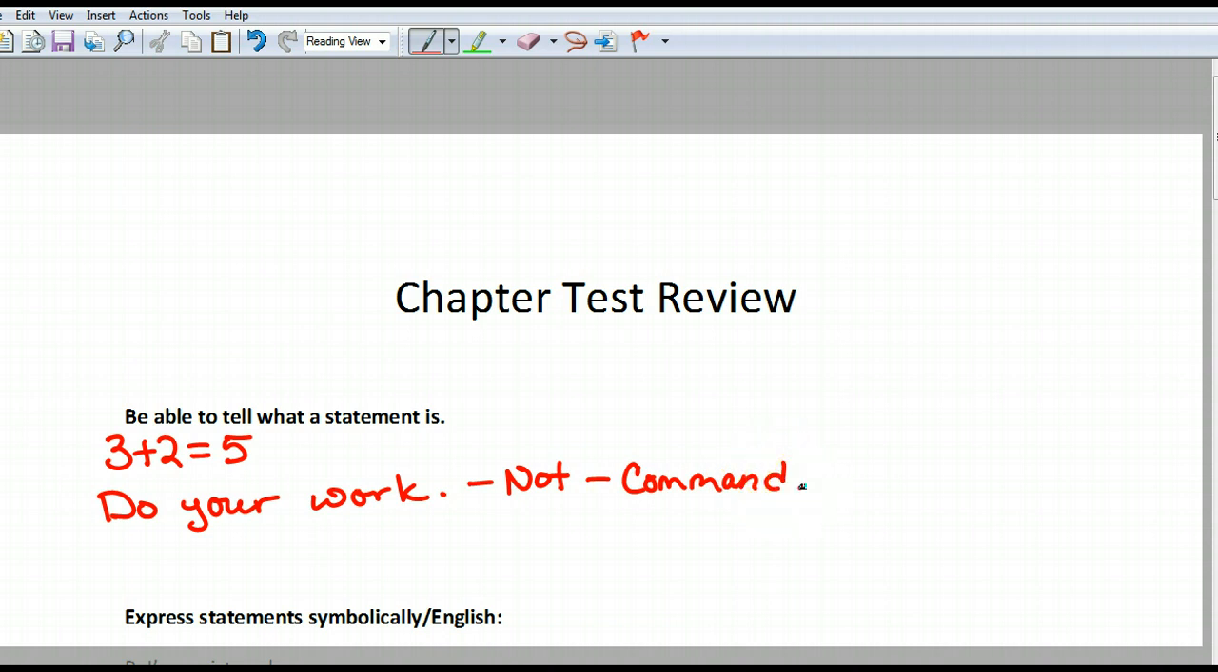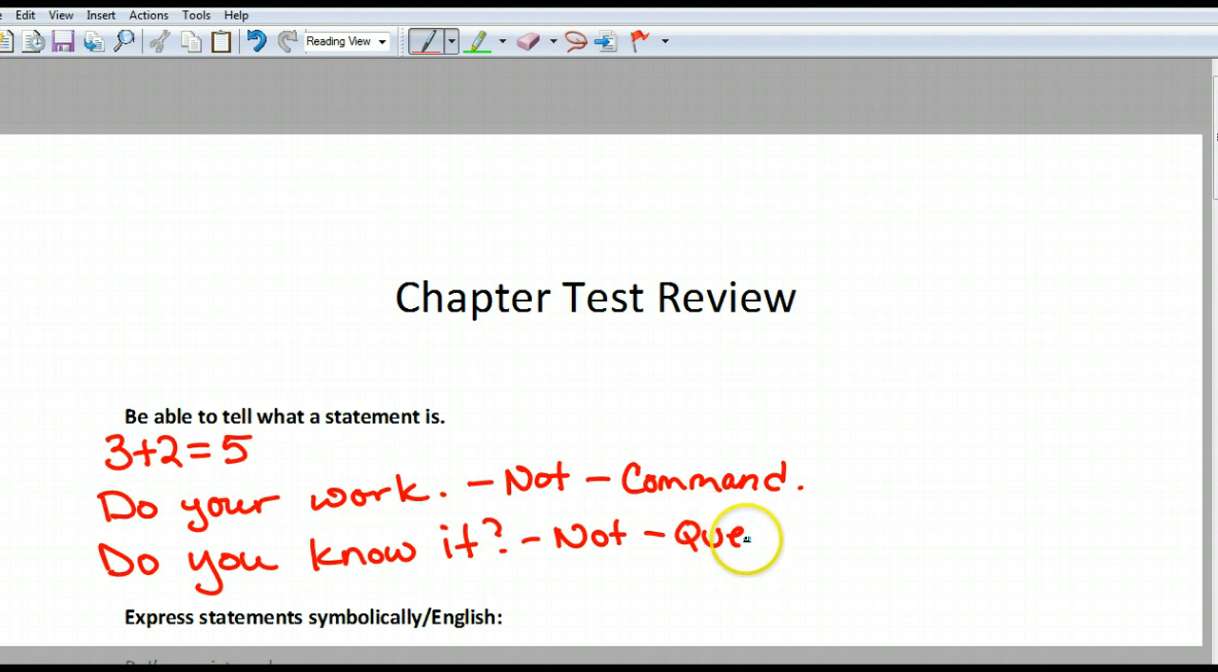How about, I'm waiting for him to jump the gun. Yeah, no, that's not. Do you know it? No. Is this a statement? No, it's not. It isn't because it's a question. And the command is not because it's a command. So the only thing that's a statement here so far is 3 + 2 = 5.